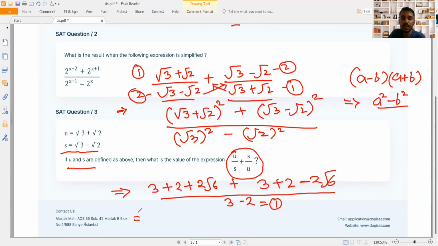Now in the numerator, 2 root 6 and minus 2 root 6 get cancelled. 3 plus 2 is 5. Again 3 plus 2 is 5, and my answer is 10 because my denominator is 1. Okay, I hope you understand.